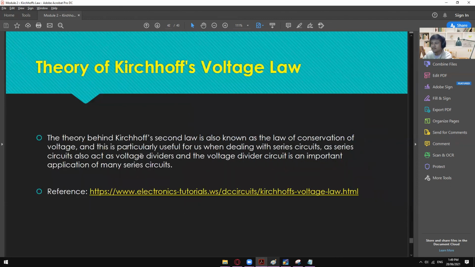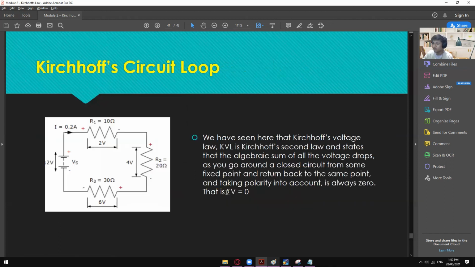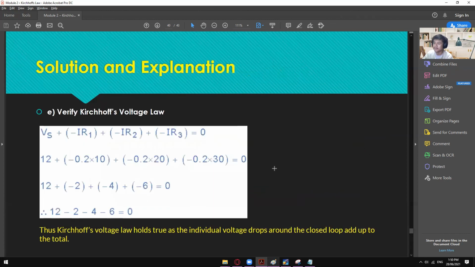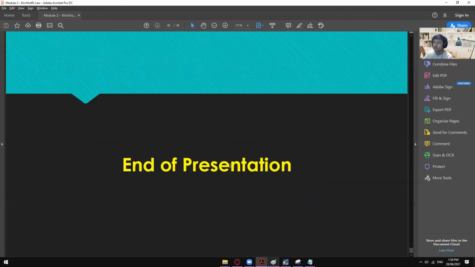Okay, and then here's the theory behind that. So just a summary about Kirchhoff's law. Here's the reference, as usual. My bad, this one didn't come from All About Circuit, but this one came from All About Electronics tutorials. So just visit this one if you want to see the complete version of my examples right here. So yeah, that's it for module 2.